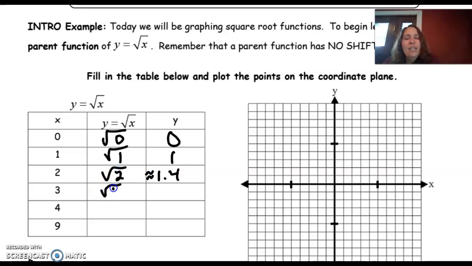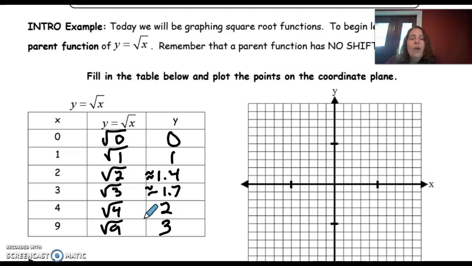And then for 3, the same thing. The square root of 3 is not an integer, but it's approximately 1.7. The square root of 4 is 2. And then look at that. I jumped straight to 9. Anyone want to guess why? Sure enough, because it's a perfect square and it's a lot easier to graph 3 than a decimal.